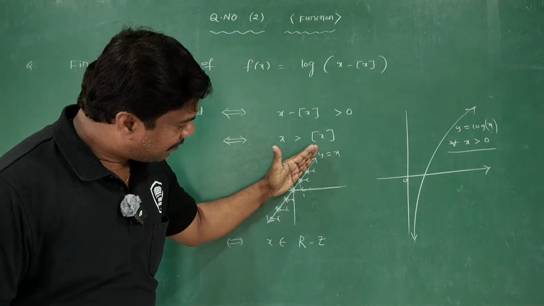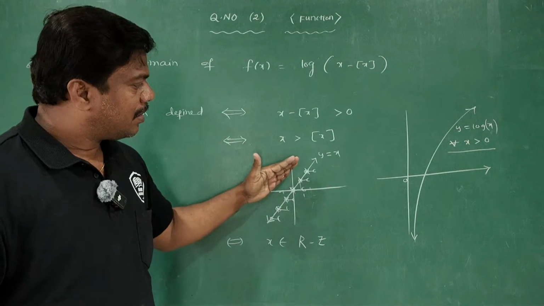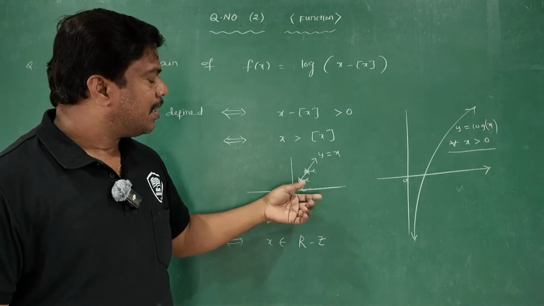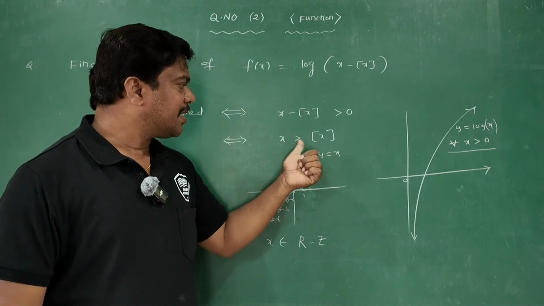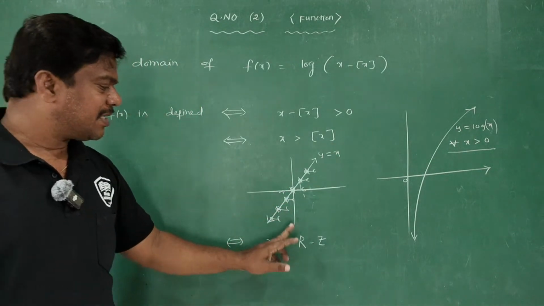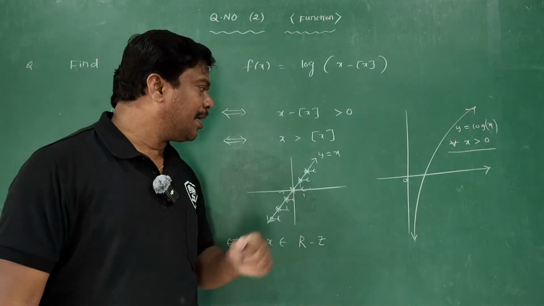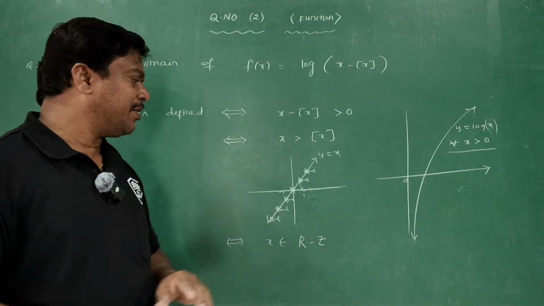This is the line y equal to x. Greater than x, there is no function. Step x is below this, and here the same, x is more than step x. So that condition satisfies for all x belongs to real minus integral values. Okay, R minus Z you have to write.